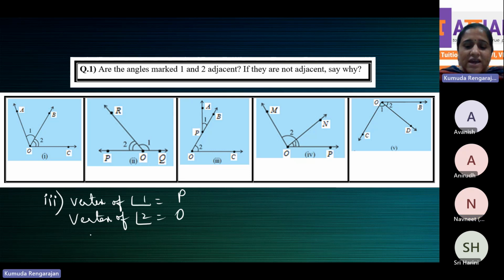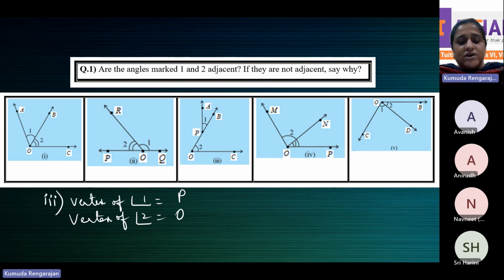So don't check the others. If they don't have a common vertex, don't check the others. They are not adjacent angles. Angle 1 and angle 2 are not adjacent angles because they don't have a common vertex. Adjacent angles must have everything. They should have a common vertex, they should have a common arm, and their non-common arms should lie on either sides of the common arm. All these 3 conditions should be true.